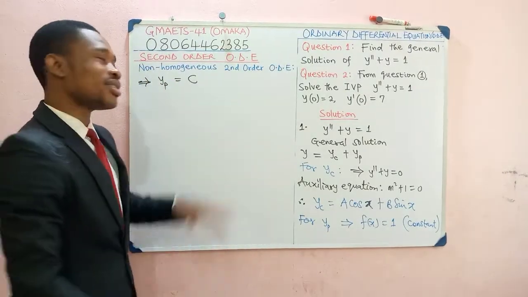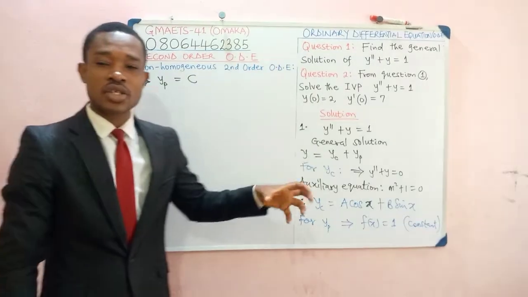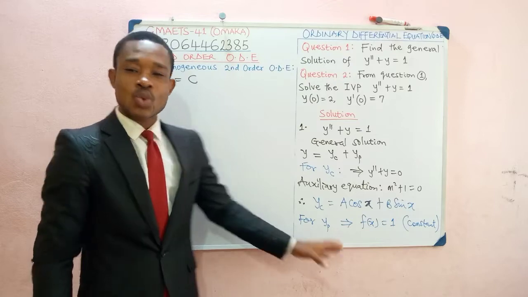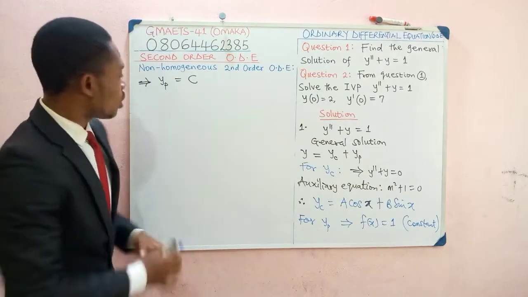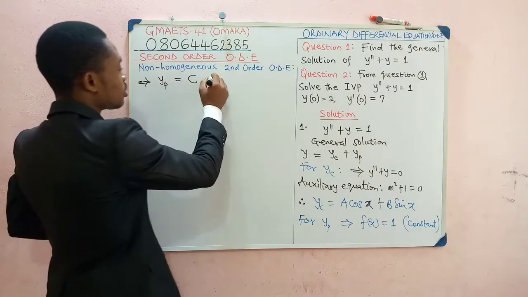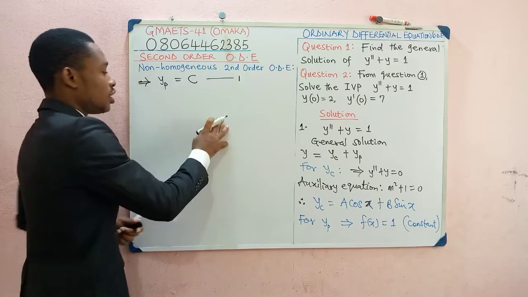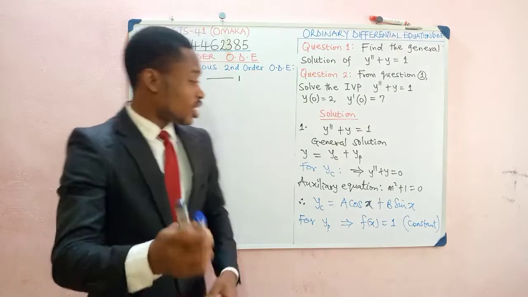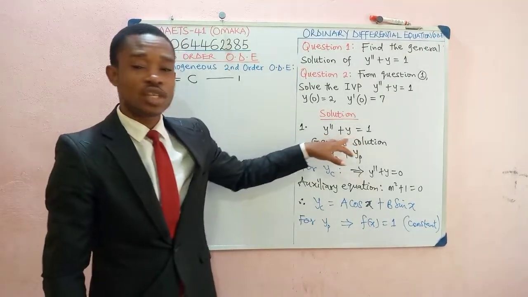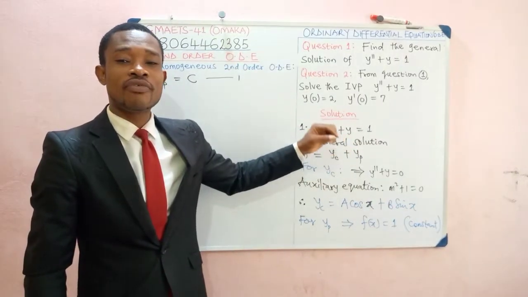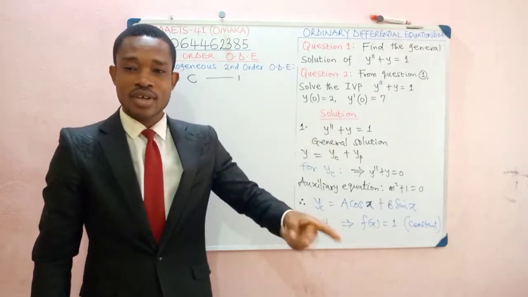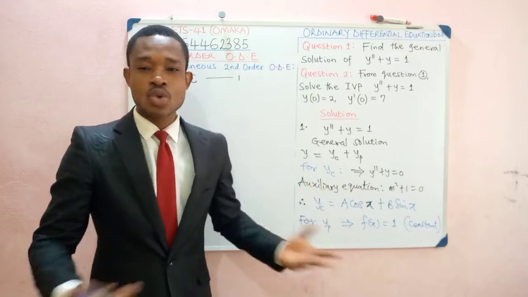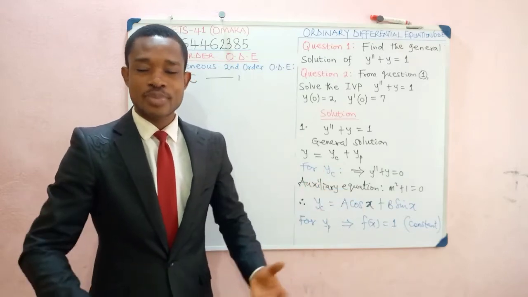Now watch, because this is the main area of focus of this video. It's not obtaining yc that is our problem, it's yp that is our focus. So we're going to say yp is equal to a constant. Let's call this equation 1. Take note that this is a second order differential equation. For this, in which f of x is a constant, this problem is a simple one to get yp.